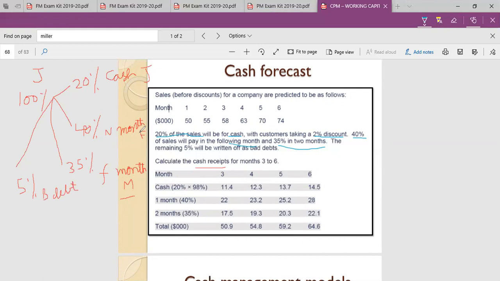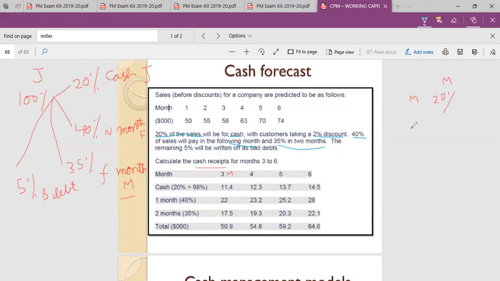So how much is collected in any month, we have to go backwards. We have to go backwards and then look into that. Let's take March. This March month's amount will come in March. So the previous months. If we are focusing on March, the month of March amount, how much percentage? 20% of that will come in March. 20% into 98%. So that is there.